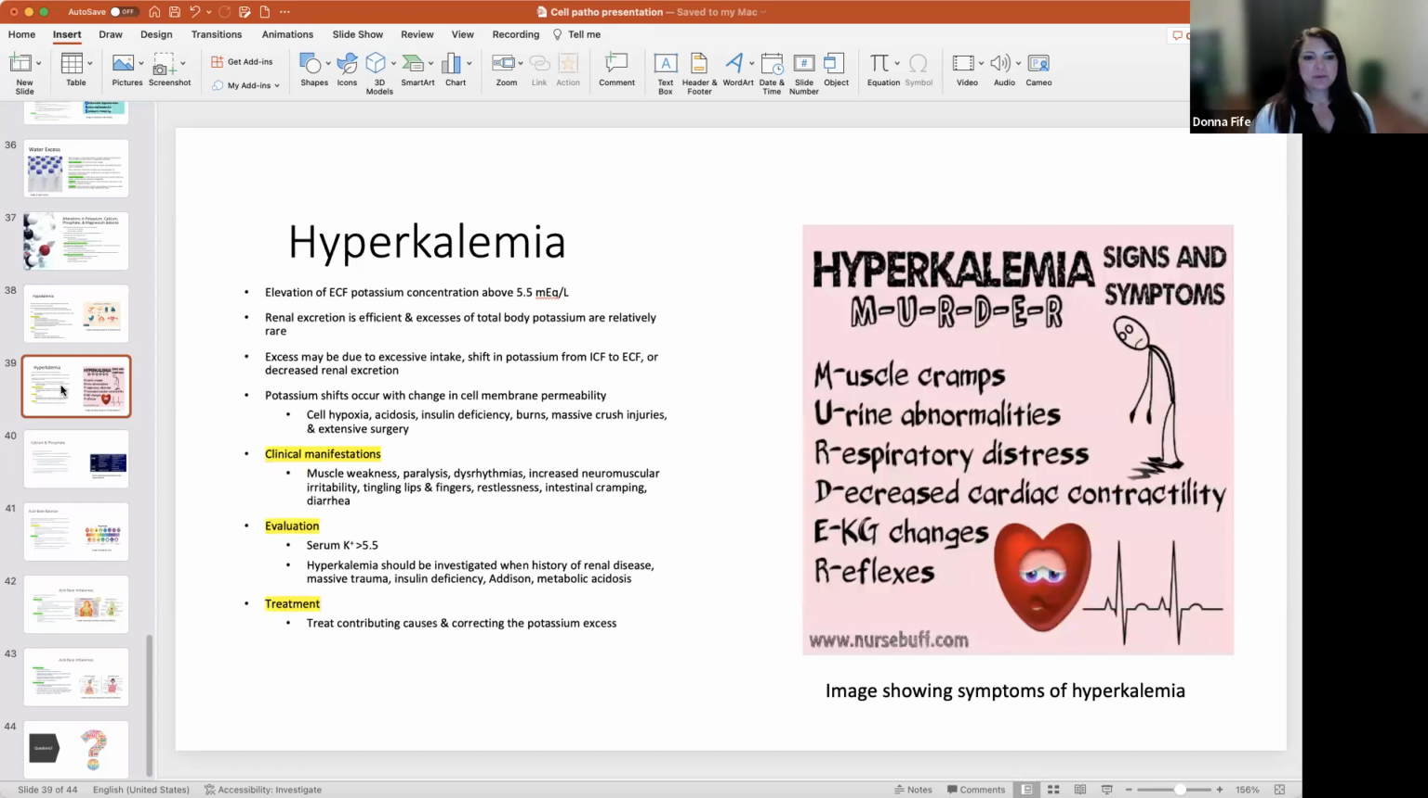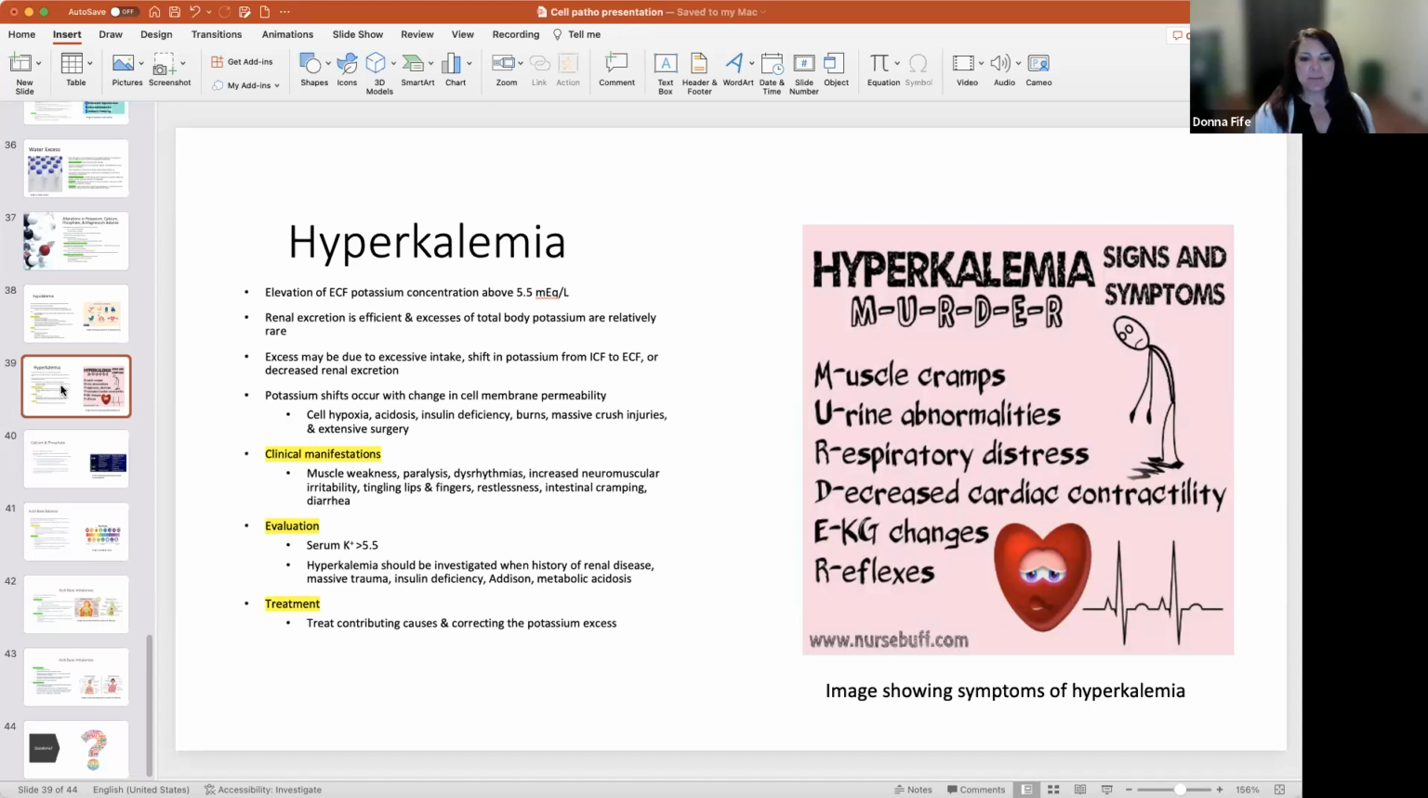Now, with hyperkalemia, this is an elevation of the ECF potassium concentration above 5.5. Renal excretion is efficient, so excesses of total body potassium are relatively rare. Now, excess may be due to an excessive intake, a shift in potassium from ICF to ECF, or decreased renal excretion. Potassium shifts occur with change in cell membrane permeability.